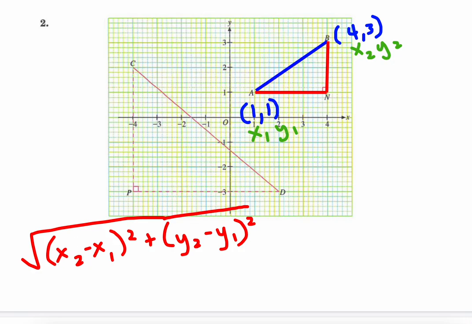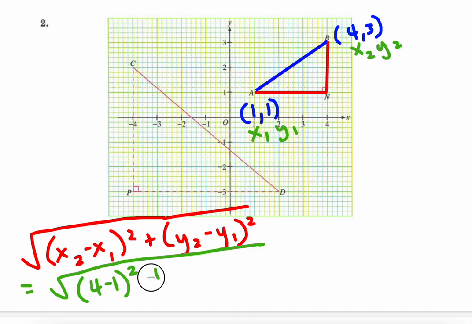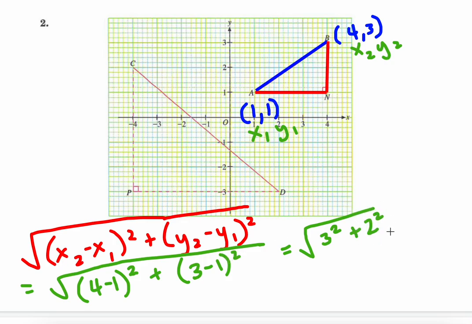Now I'm going to actually use this equation. I need to figure out the square root of x2 minus x1. So my x2 is 4, my x1 is 1. 4 minus 1. Then I'm going to take that answer and square it. Plus my y2 value, which is 3, minus y1, which is 1. And I'm going to square that. So 4 minus 1 is 3. I'm going to square that later. Plus 3 minus 1 is 2, and I'll square that.